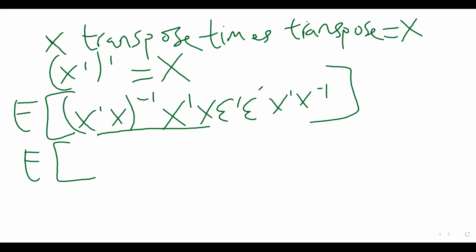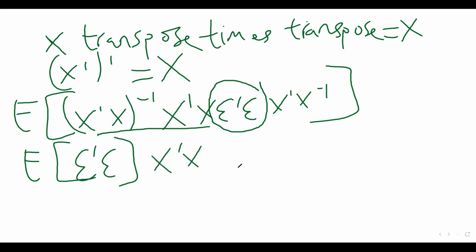We are now going to take the expected value of the middle one here. I'm going to take the expected value of epsilon prime epsilon. Now, we can't take the expected value of these matrices, so we just write them just as they are there, and so that will give us x prime x to the power negative 1.